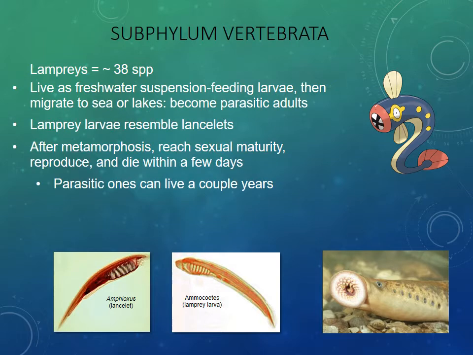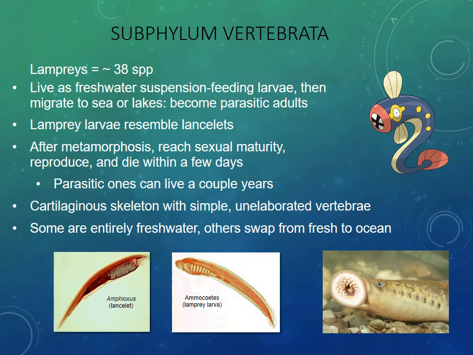The lamprey themselves, their larval forms are kind of like lancelets. So you can look again, that shared evolutionary history of development can be seen in these groups. But after they become adults, they usually don't live very long. They just hit maturity, reproduce, die. So there are these big, massive swarms of lamprey breeding. And if you're parasitic, you can live a little longer, but not all of them will.